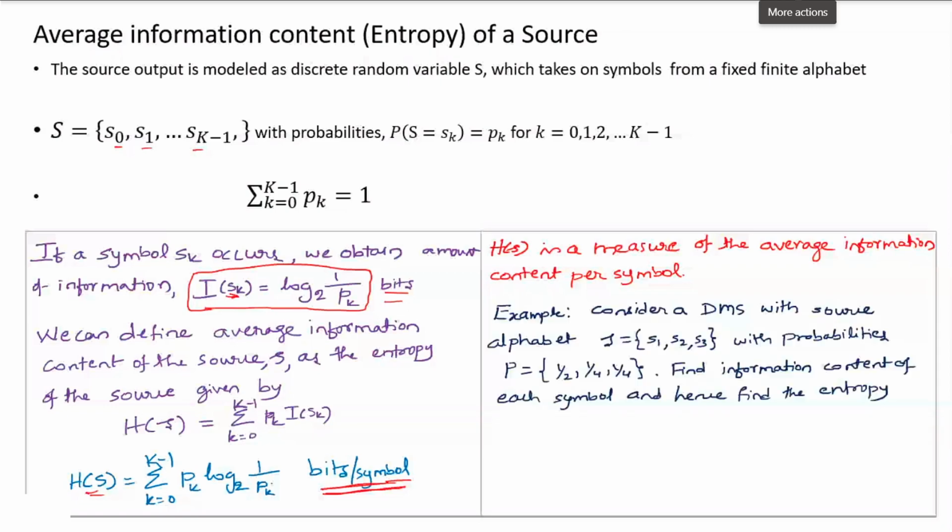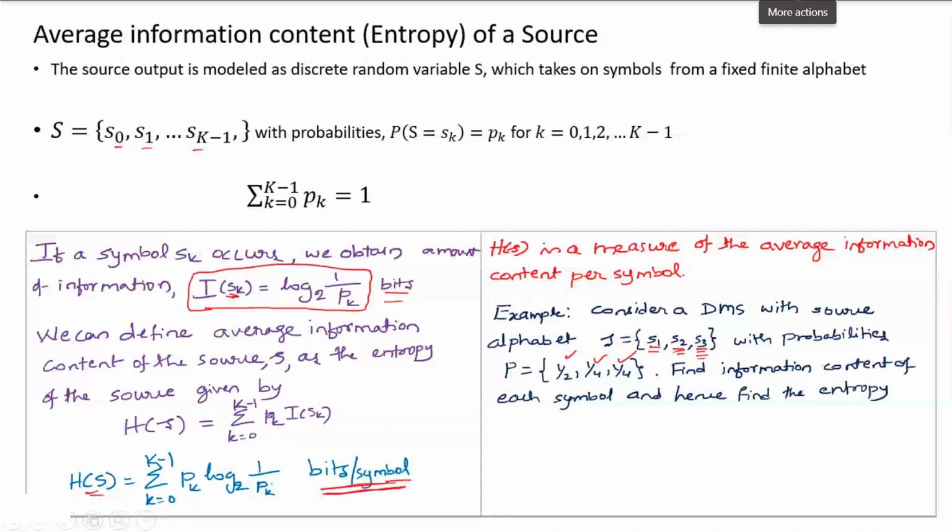Now let us take a discrete memoryless source with 3 symbols. Source S defined as S1, S2, S3 with probabilities P equal to 1 by 2, 1 by 4, 1 by 4. That means the probability of occurrence of S1 is 1 by 2, S2 is 1 by 4, and S3 is 1 by 4. Now find the information content of each symbol, and hence find the entropy.